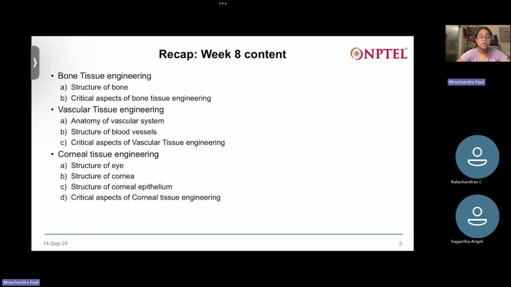Similarly, for corneal tissue engineering, we saw the structure of the eye, the corneal structure, and the structure of the corneal epithelium. We usually target the corneal epithelium if there is damage in it, and for that we look at biomaterials which mimic the properties of corneal epithelium. In this way, we can help repair a critical size defect in our eye so that we see better.